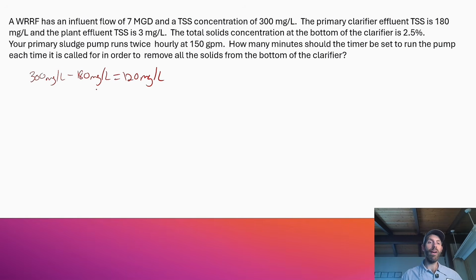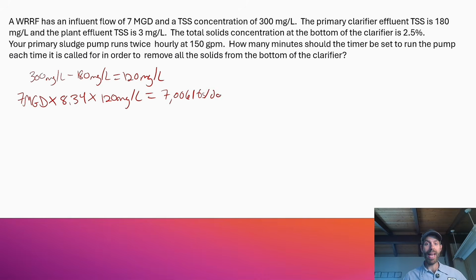So now what I'm going to do is figure out my pounds per day of TSS settling in the clarifier. If you're unfamiliar with the pounds formula, you need to know how to do it. I will link to it in the description. You can go check that out. So 7 times 8.34 times 120 milligrams per liter gives me what? 7,006 pounds per day TSS.